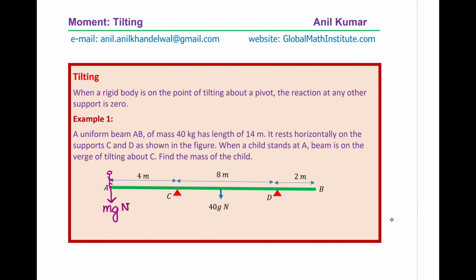Now this will cause tilting at C. Tilting at C you can visualize like this. That means just on the verge, so I'll enlarge this a bit and show you how the rod will be when it tilts, right? So as you can see, what is happening here is that at D there is no support, and therefore the reaction at any other point, which in this case is D, is zero, right? So you get the idea.